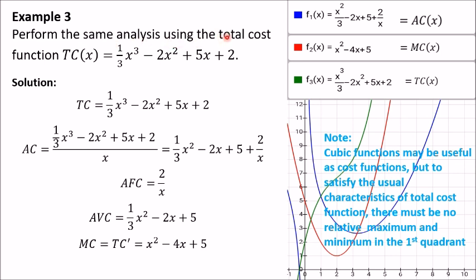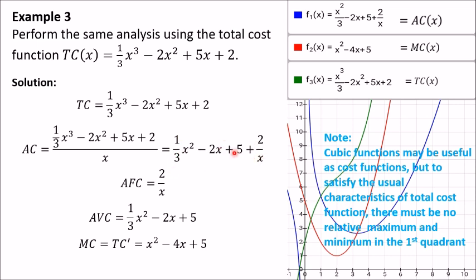Perform the same analysis using the total cost, this one. So, total cost, we divide this by x to get the average cost. So, ito na. Divide each term by x. So, x cubed divide x is x squared na lang. Kaya 1/3 x squared. 2x squared divide x is 2x na lang. 5x divide x is 5. And 2 divide x is wala makakancel. So, 2 over x pa rin.